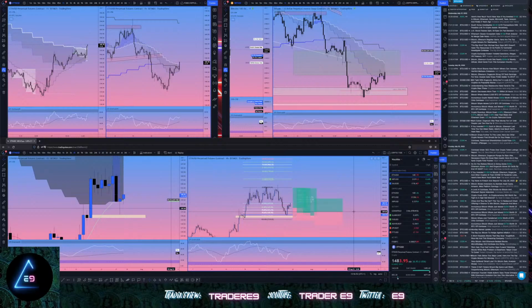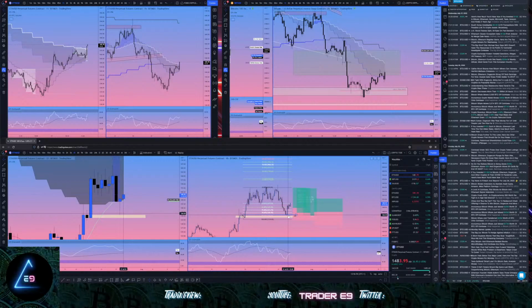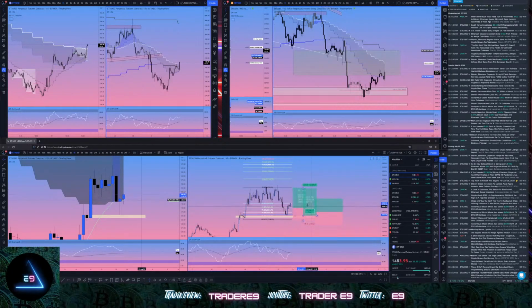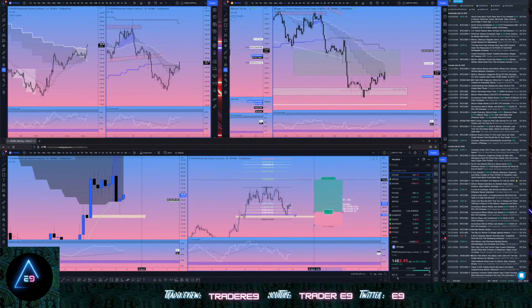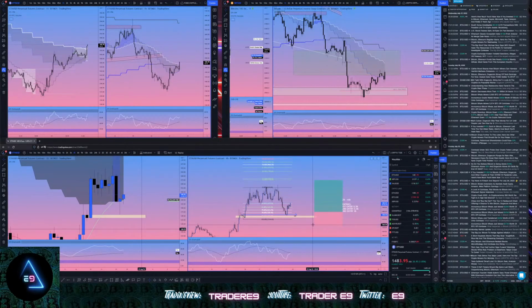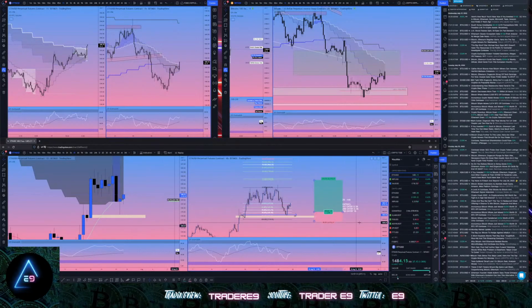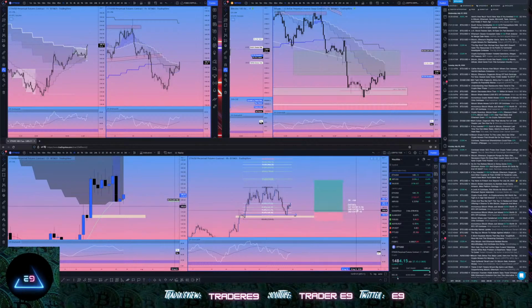Okay, so 1397, bottom entry 1364. So that's how we're doing it. You can get rid of these then. This is the trade, stop loss around there, so 3.5 to 1 up to the first target.